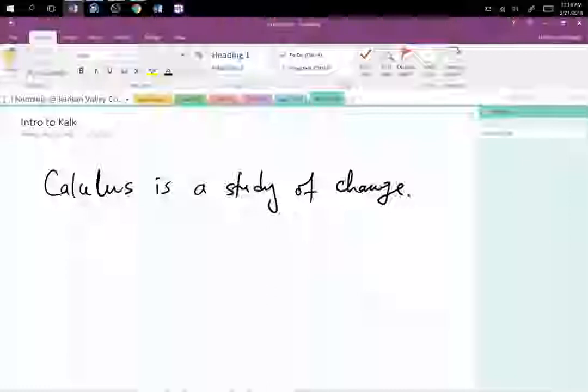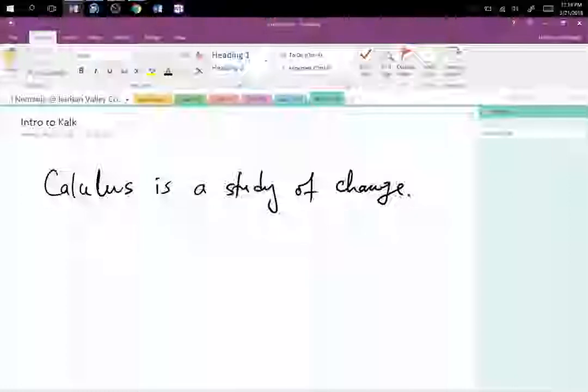And it developed over the years. Some of the concepts are about 400 years old. So technically you are 400 years behind right now. But that's okay, you'll catch up quickly. So it's a study of change.